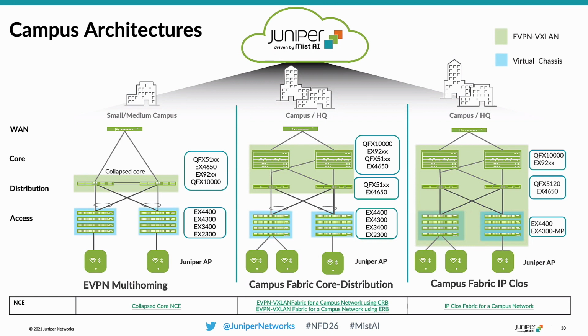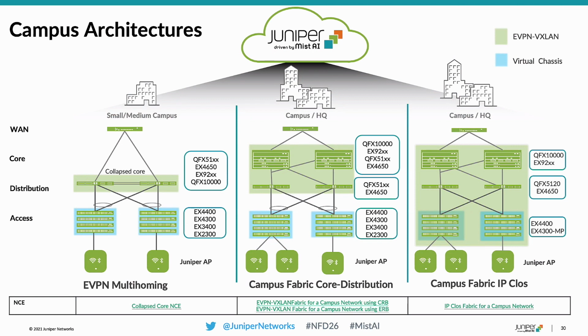CRB stands for centrally routed and bridged, where you have your layer 3 gateway on the core device itself. And that is recommended for a lot of north-south bound traffic. In a typical enterprise, for example, you have Zoom, Office 365, etc.